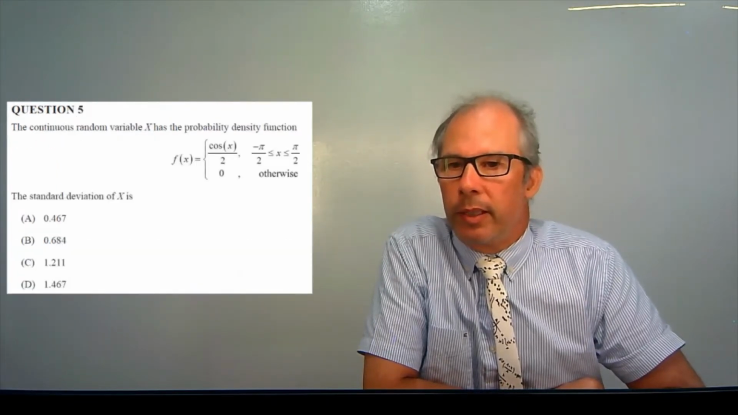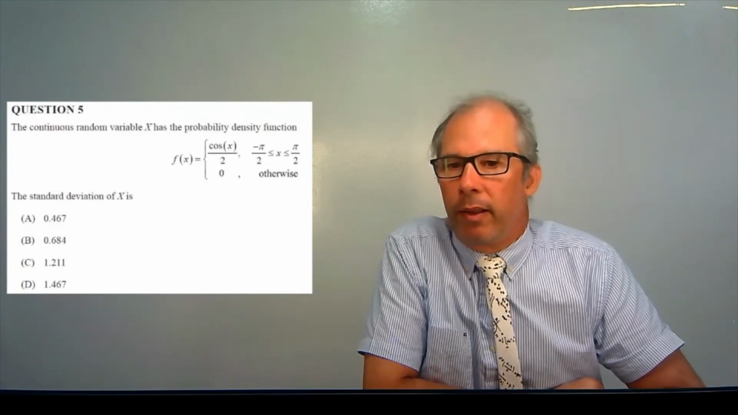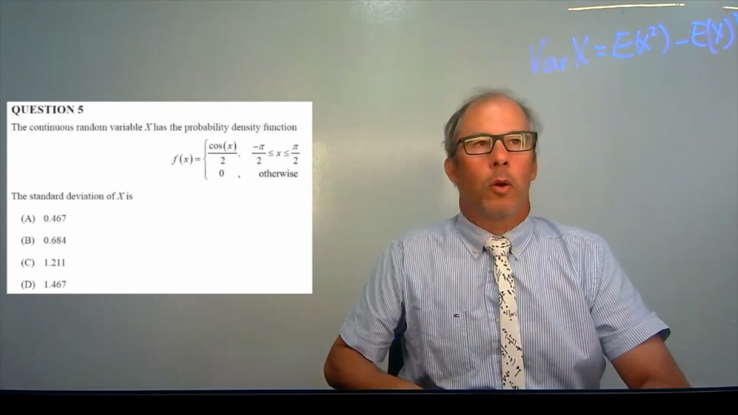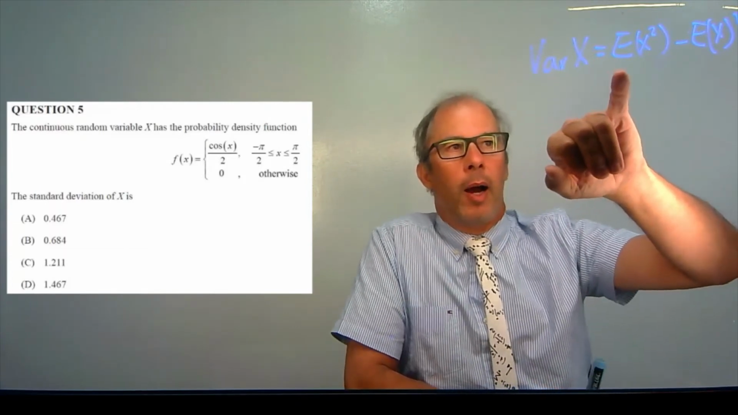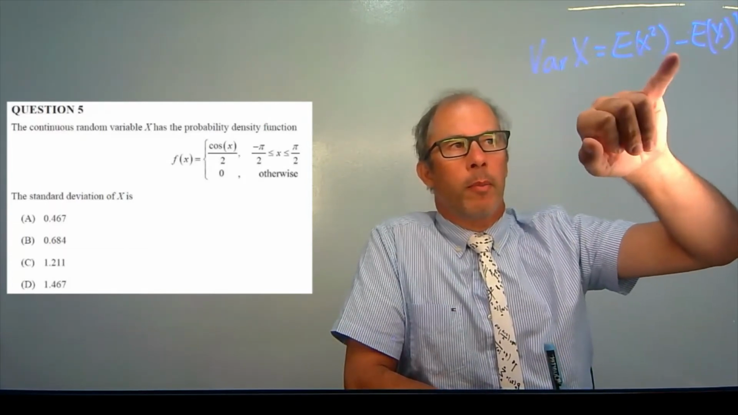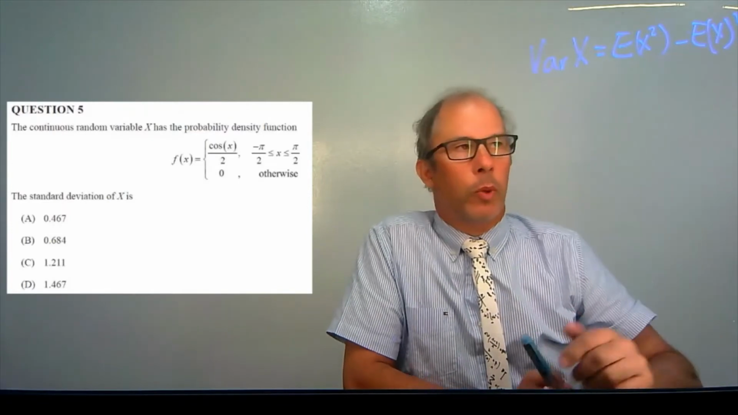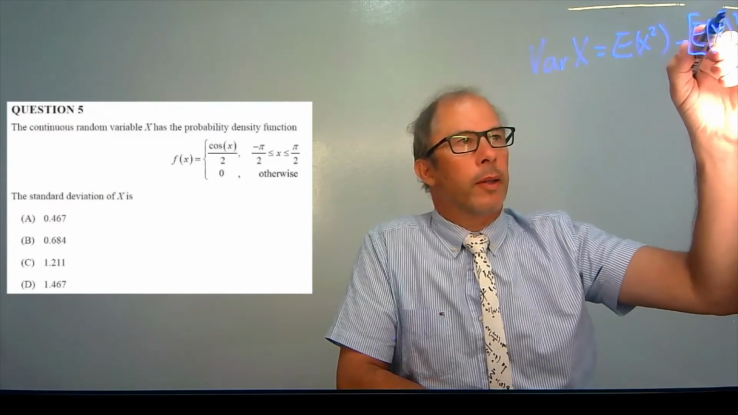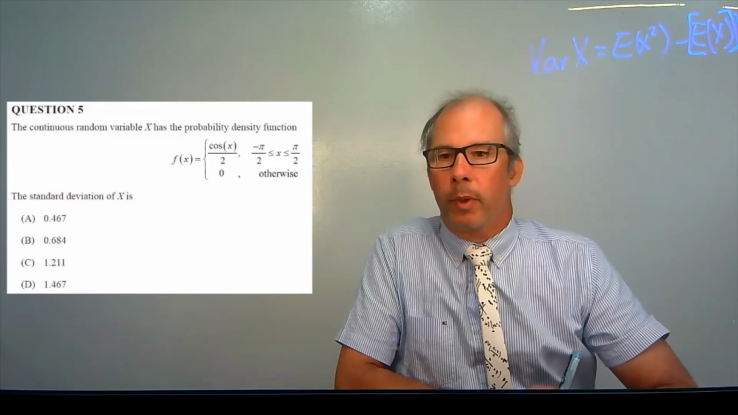Okay, question number 5. We've got the continuous random variable x has a probability density function given there. So I'm going to use this formula here, var x equals E of x squared minus E of x all squared. Should be a bracket around that one there. This is the formula I'm going to use to help me with this.